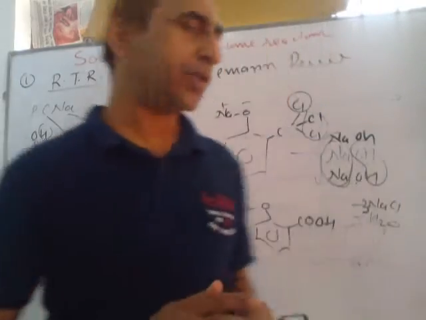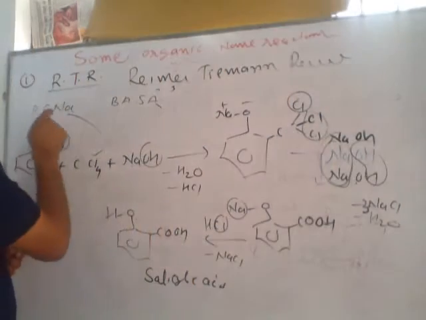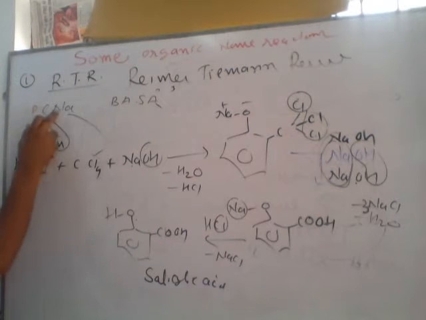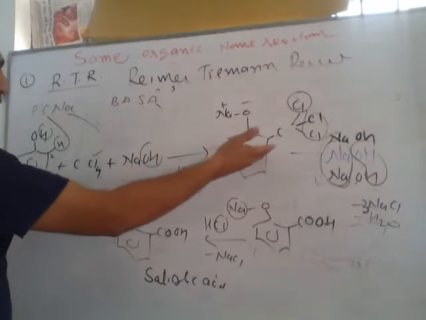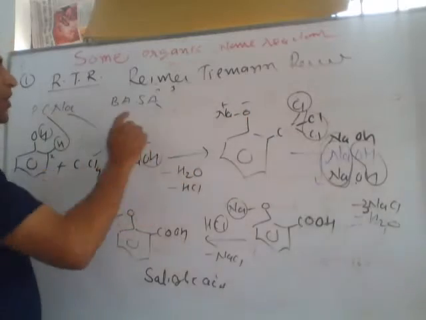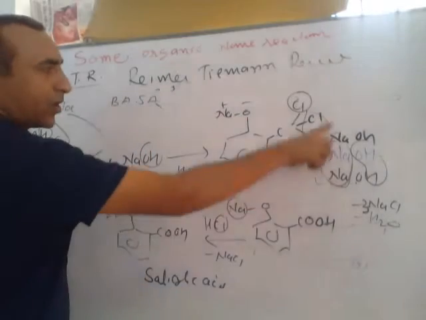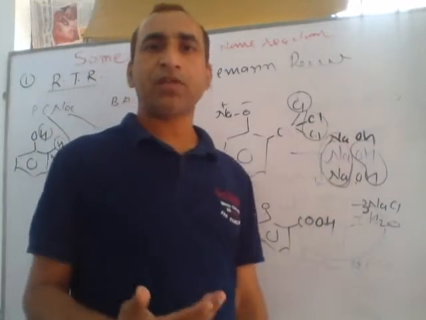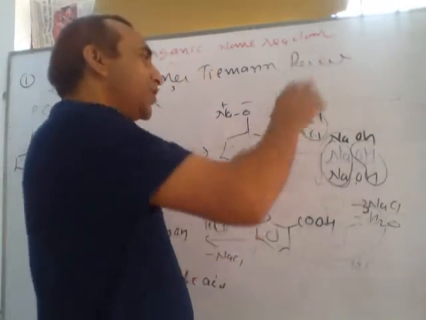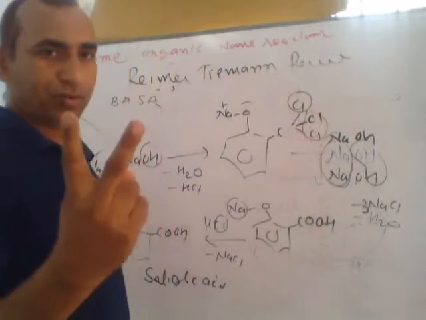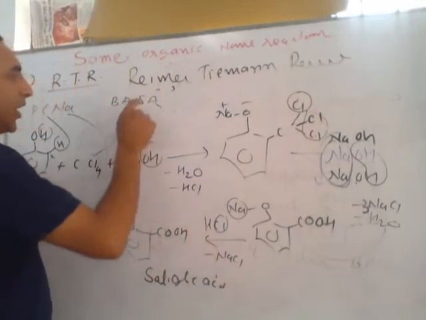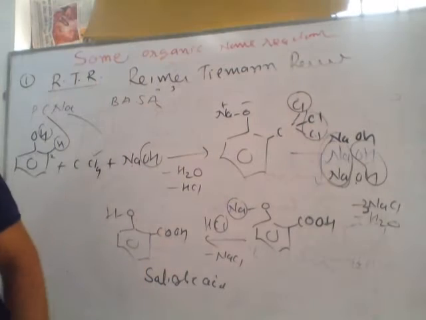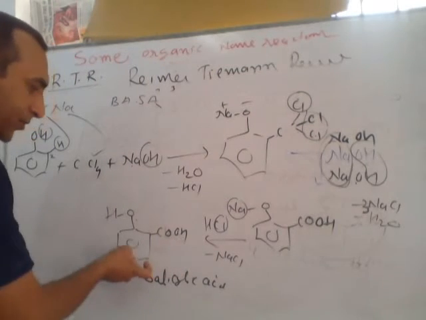In Reimer-Tiemann reaction, P phenol, chloroform, otherwise CCl4, Na react and give an intermediate compound. This intermediate compound is treated with B for base. Here we are using the number of molecules of base on the basis of the number of chlorines which are left on this compound. If 2, we use 2, if 3, we use 3. And last A for acid. But do you know what is the importance of this compound?